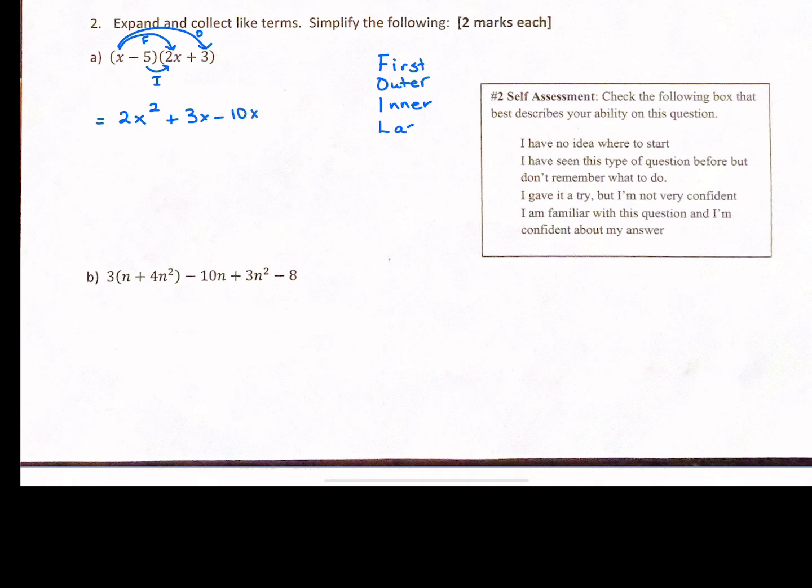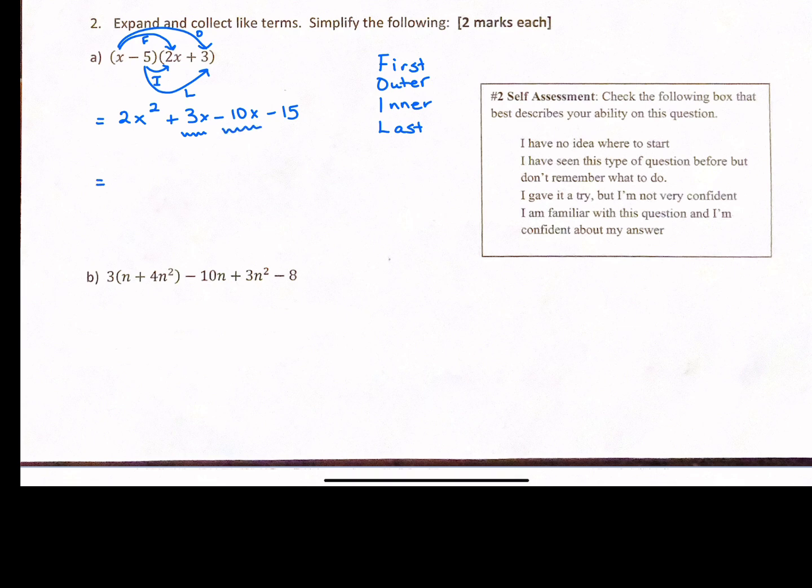L is for last, so that's the last set of terms. So in this case, we've got negative 5 times positive 3. Negative 5 times positive 3 is going to be negative 5 times 3, or 15. At this stage, we're almost finished, but we have to collect what we call like terms. So if you have the exact same variable, you can collect those terms as like terms or combine them. So we have a 3x and we have a negative 10x that are like terms.